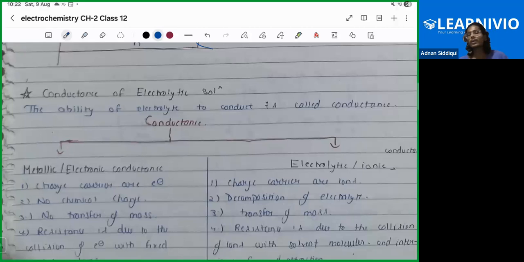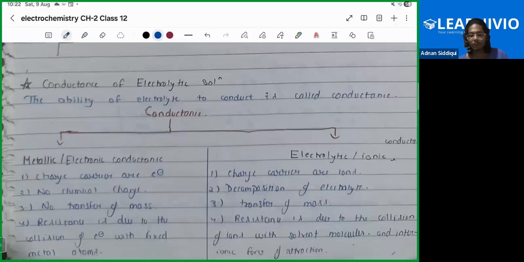But what if you don't have a metal? You have a solution, an aqueous solution. In aqueous solution, we never say that the electrons are causing the electricity. In aqueous solution, in the liquid state, the thing responsible for carrying the current is ions. So what is an electrolyte? An electrolyte is something which is able to produce ions, which are responsible for the conductance. So what is conductance? Basically the ability of an electrolyte to conduct. We have two types of conductance.